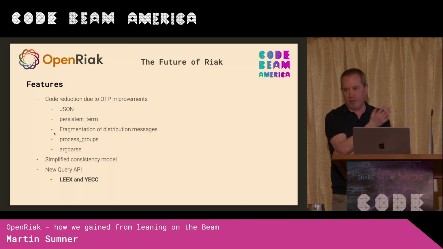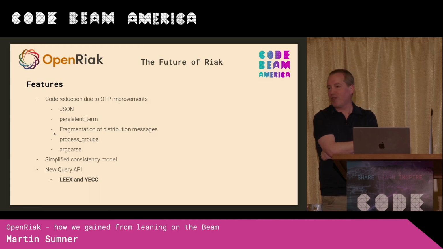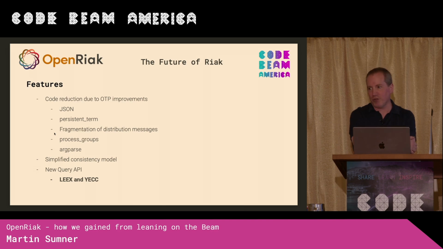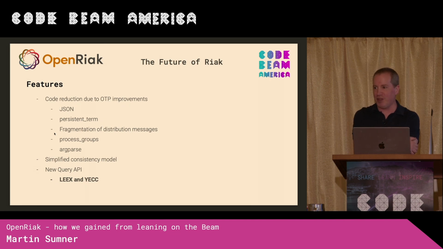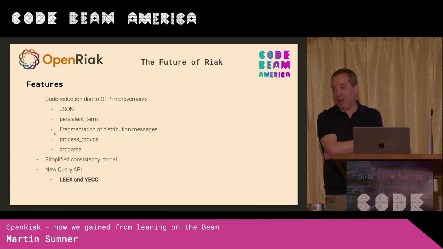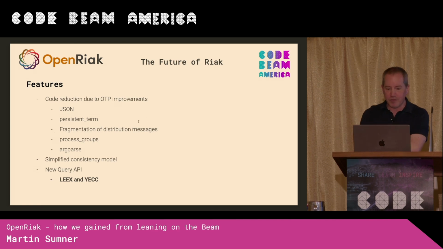We're also bringing in JSON modules, as we've now got a better JSON module within OTP. There's a lot of stuff that we can do better with persistent term, as we've now got all kinds of bespoke code trying to cache things and make things that are like persistent term actually available. And there are some things in the pipeline where we want to improve things using process groups and argparse.